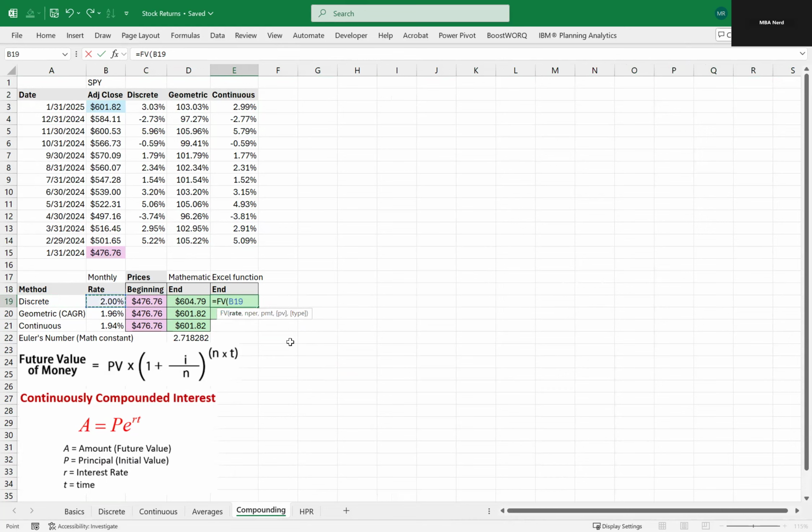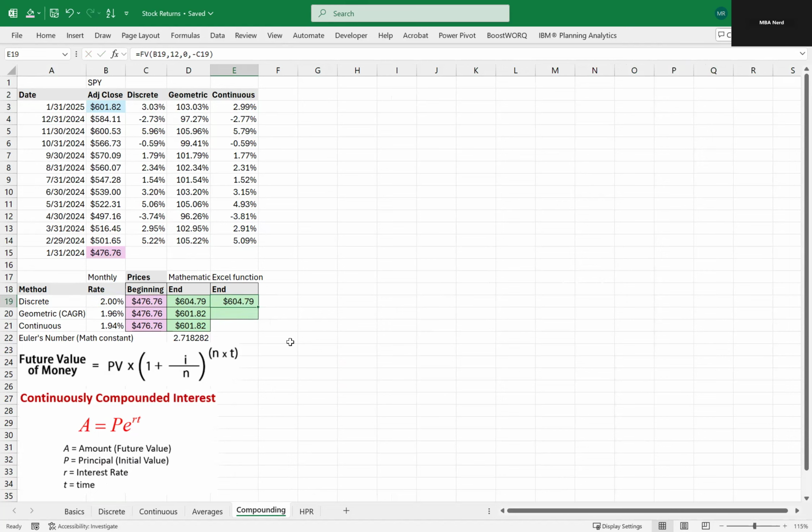We give it the rate, and then we give it the number of periods, which is 12. Give it the number of payments, and these are periodic, like interim payments. For this example, they're 0. And then in Excel, we need to give the present value a negative sign if we want a positive result to this function.